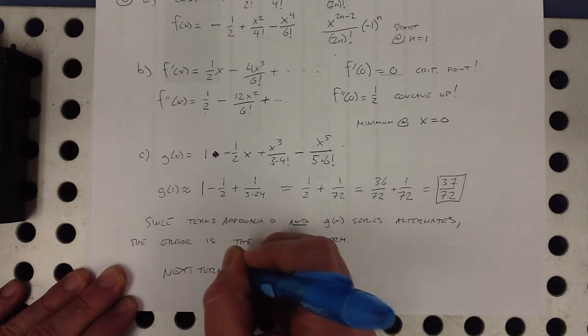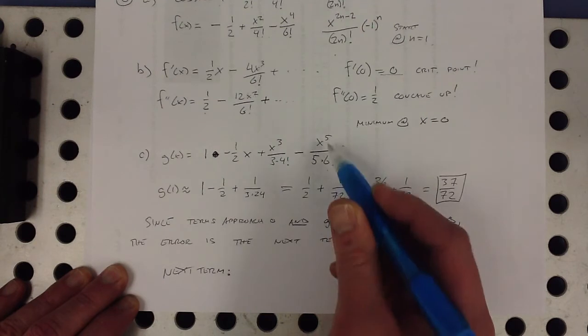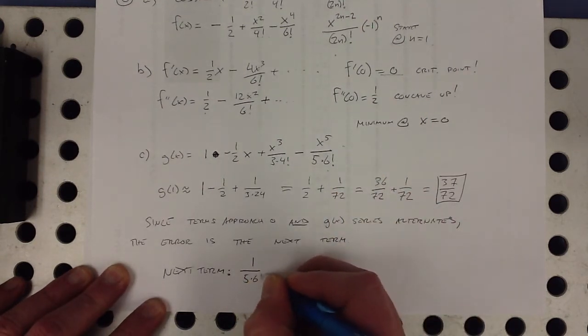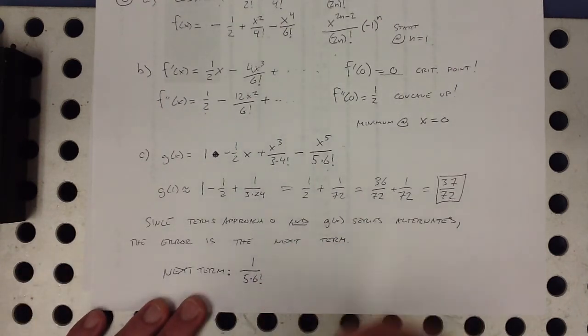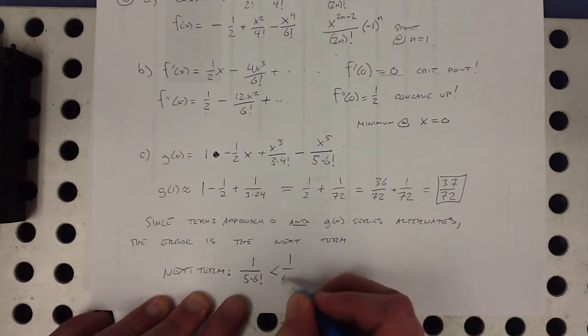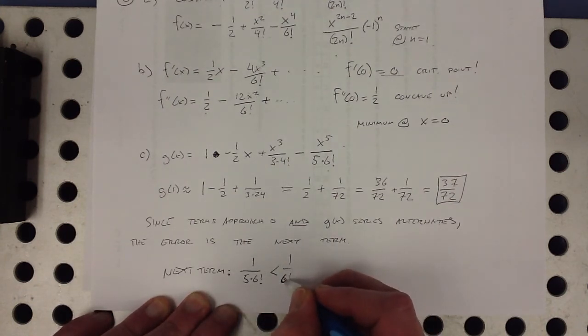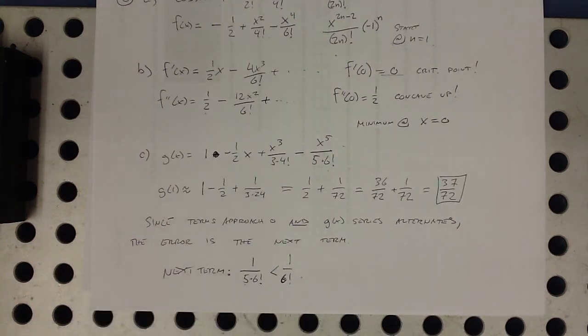Next term is this. And we're plugging 1 in, right? So the next term is 1 over 5 times 6 factorial, right? So that's the maximum error. And that is less than 1 over 6 factorial, right? If you make the denominator of a fraction bigger, it makes the fraction smaller. So this is clearly less than that because they have the same denominator but for the factor of 5 there. So there we go. It was the next term.